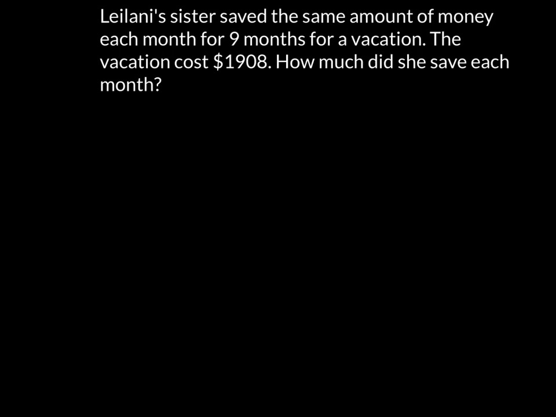Let's take a look at the question for the first problem. Leilani's sister saved the same amount of money each month for 9 months for a vacation. The vacation cost $1,908. How much did she save each month? So to find the amount she saved each month, which would be n, we would divide $1,908 by 9 because it was 9 months, and that would equal n.